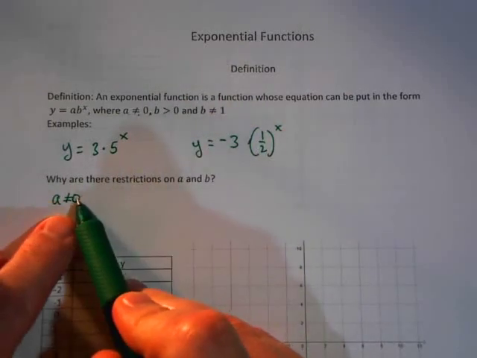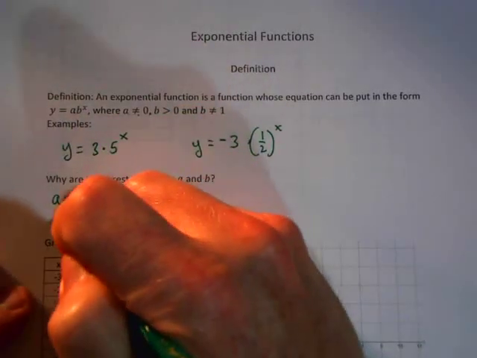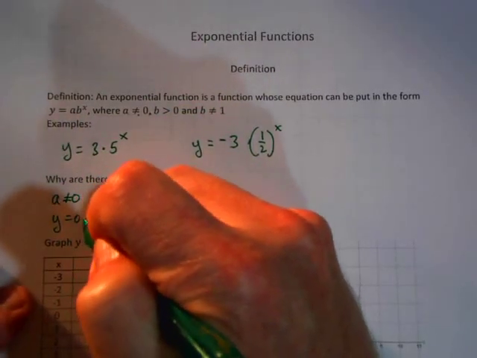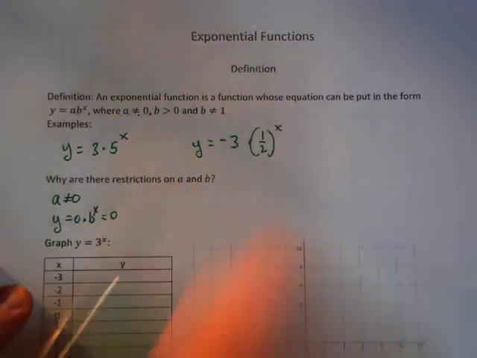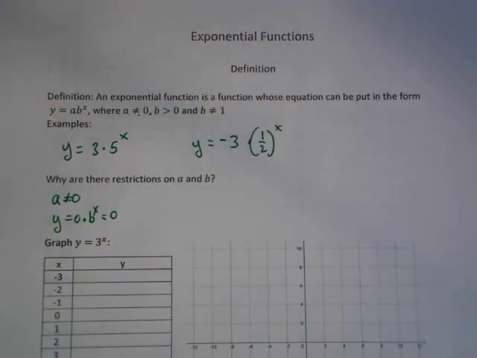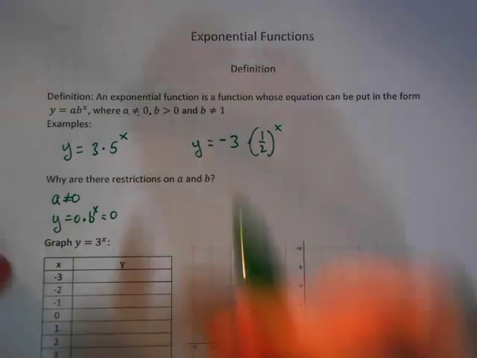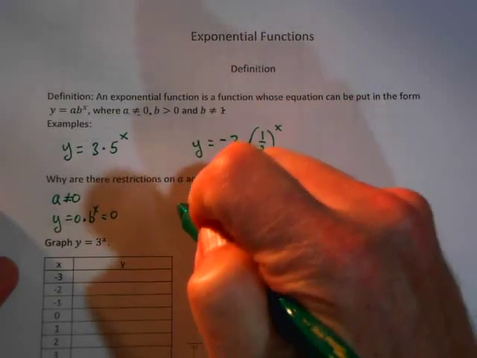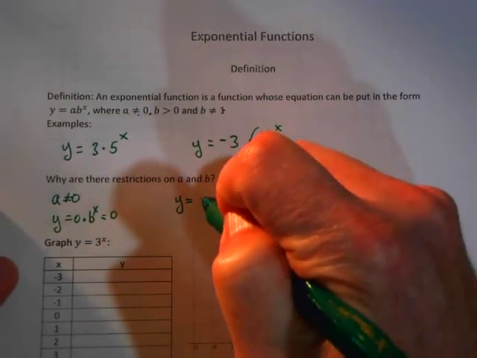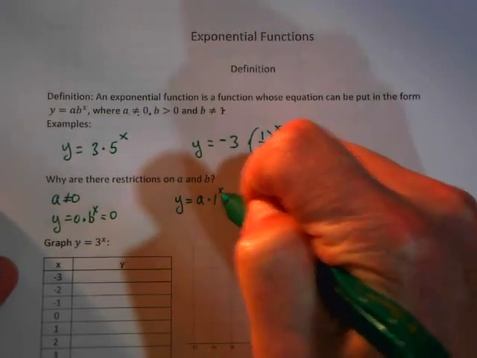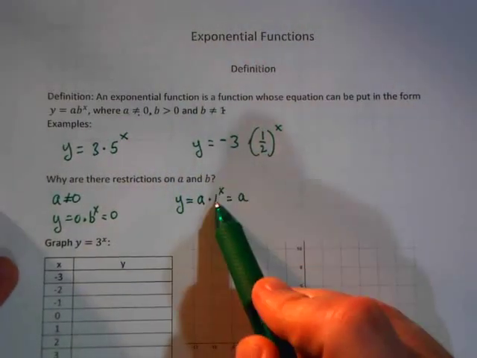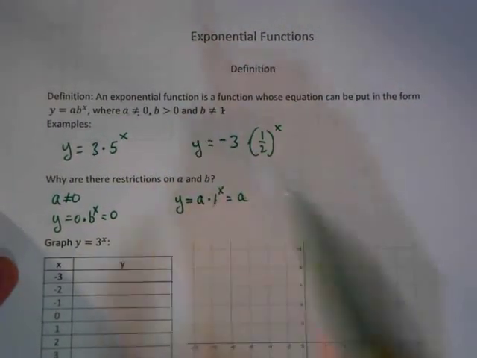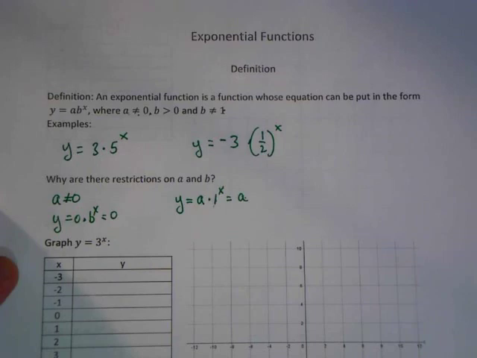A can't be 0 because if a is 0, we would have y equals 0 times b to the x, which would just be 0, which isn't a very interesting function. It happens to be linear, just not a nice straight line. B can't be 1 for kind of the same reason. If b is 1, I would have y equals a times 1 to the x, but 1 to any power is 1. 1 times a would be a. Again, that would be linear.